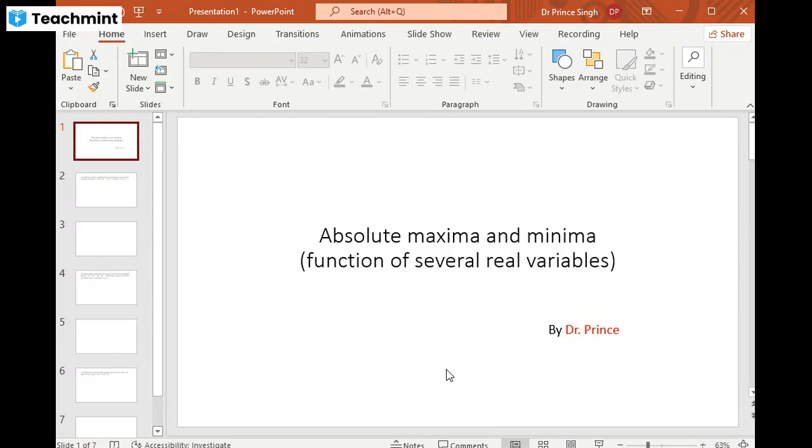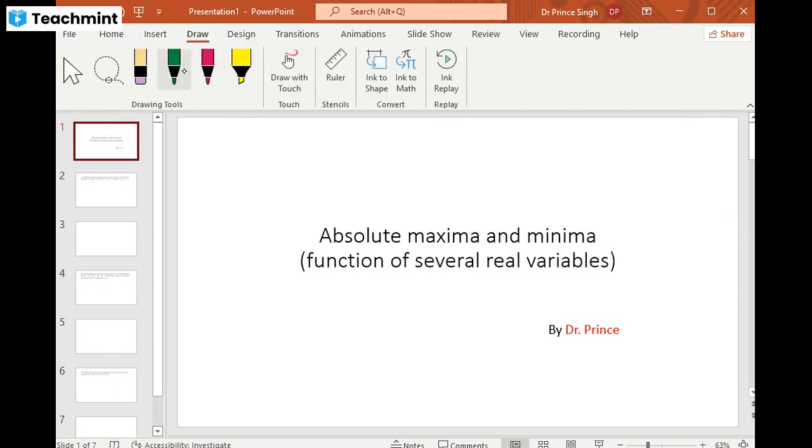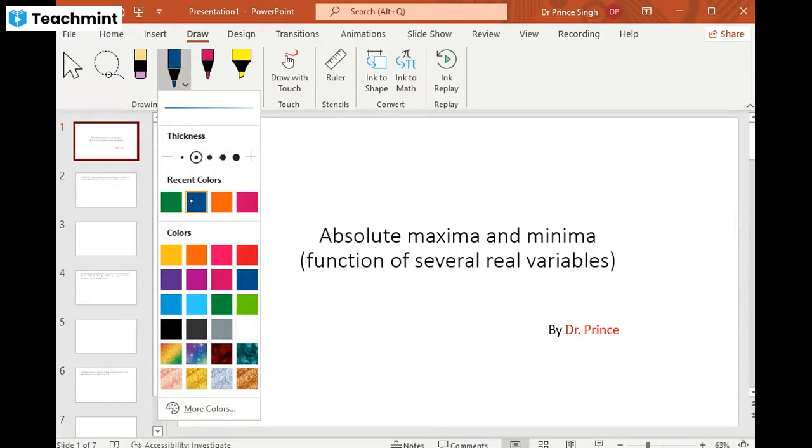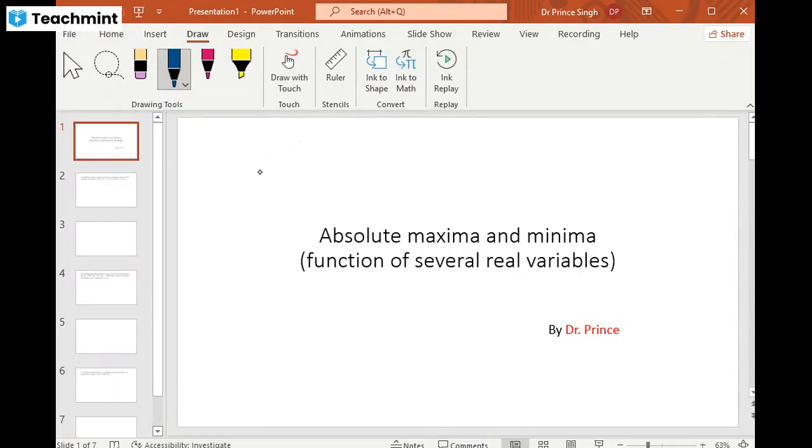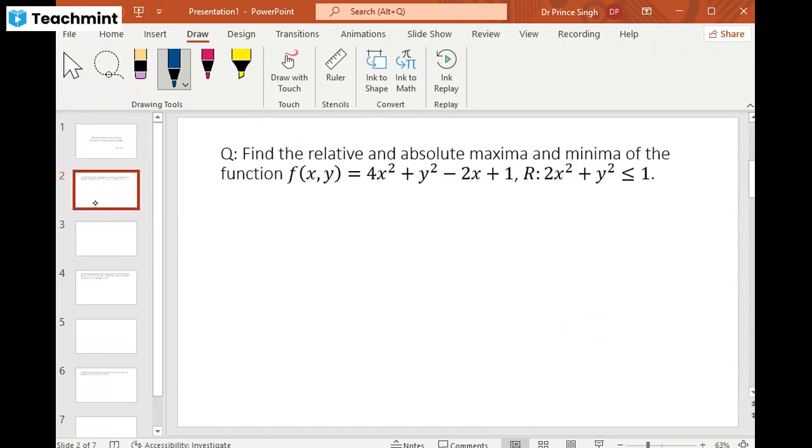In case of absolute maxima and minima, what is the difference here? In this case, instead of a function only, we are given one region also. So we want to find the maxima and minima of the function relative to the given region. Let us try to understand how we can find the relative and the absolute maxima and minima of the function. We'll consider one problem here to understand the concept.